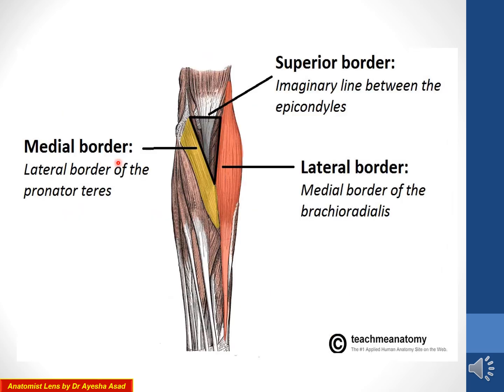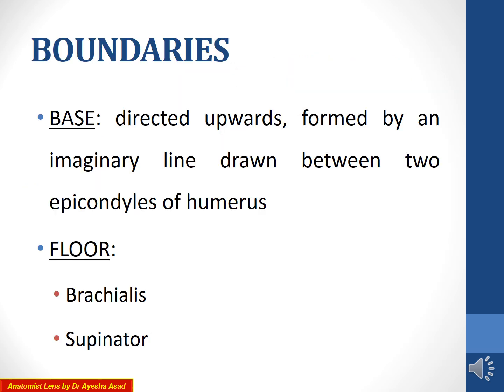So, medial border is formed by lateral border of pronator teres muscle. Lateral border is formed by medial border of brachioradialis muscle, and superior border is formed by an imaginary line between the two epicondyles. This is how the cubital fossa triangle is completed. Base is directed upwards. It is formed by an imaginary line drawn between two epicondyles of humerus. The floor is formed by brachialis and supinator muscle.